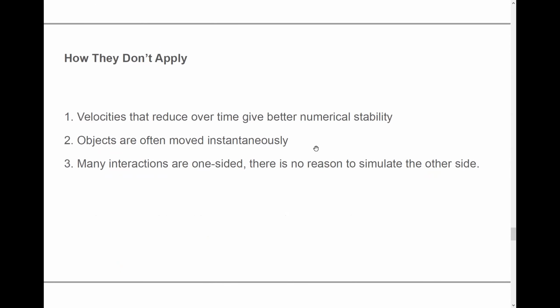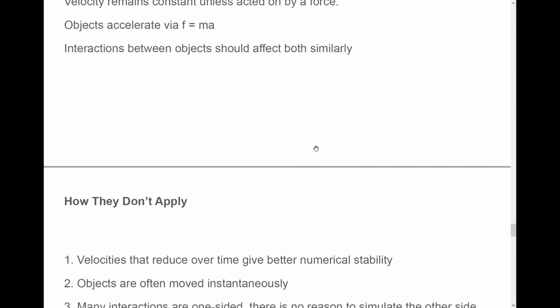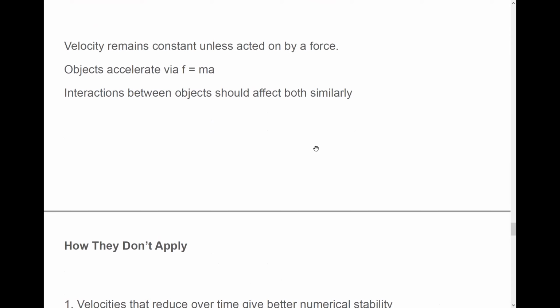And the other thing is how they don't apply. Velocities that reduce over time give better numerical stability. Objects are often moved instantaneously. That doesn't happen. That doesn't apply. Many interactions are one-sided, so there's no reason to simulate the other side. That's not the case either. Interactions between objects should affect both the objects similarly.